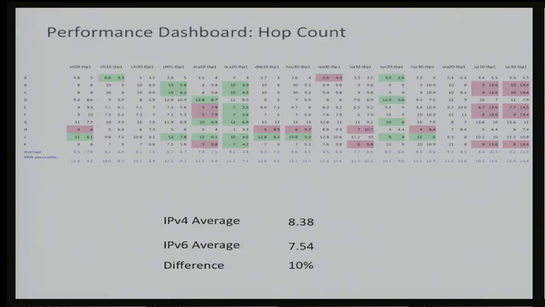But that second to last row in black there is website J, and you can see that the hop count is shorter over v6 than it is over v4. In fact, it's more than 30% shorter over v6 than over v4. Why would the latency be higher if the path is shorter? Tunnels, of course. So obviously, website J is doing tunneling inside their network.